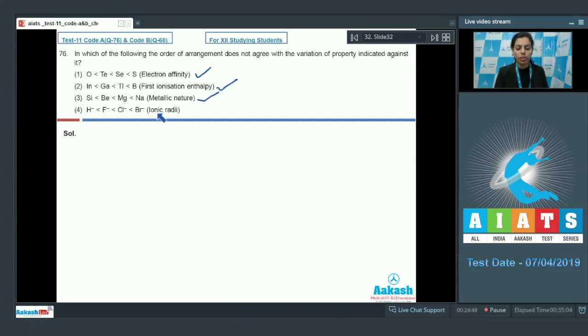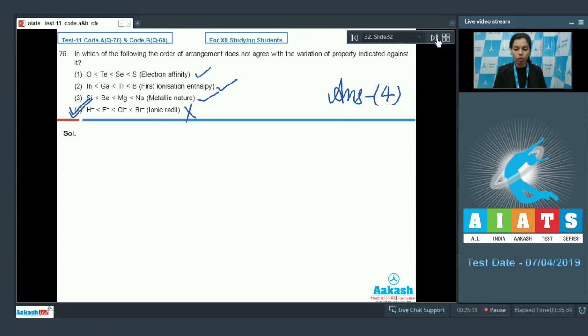Further, the next one is the order of ionic radii: hydride ion, fluoride ion, chloride ion and bromide ion. If you leave the hydride ion, the others seem to be correct. But the hydride ion has an exceptionally larger size and it should be after bromide, not at the first position. So this is incorrectly given, and the correct answer becomes option 4.